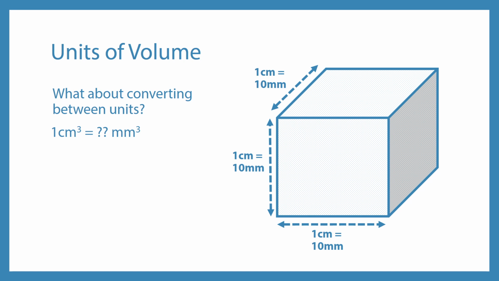Now, when we're converting units, we're going to find that it's similar to when we did our areas, in that even though 1 centimeter equals 10 millimeters, when we get to 1 centimeter squared, or 1 square centimeter, it doesn't equal 10 square millimeters. This time we have to multiply 10 by 10 by 10 to finally get 1,000 cubic millimeters. So we have here 1 cubic centimeter equals 1,000 cubic millimeters.